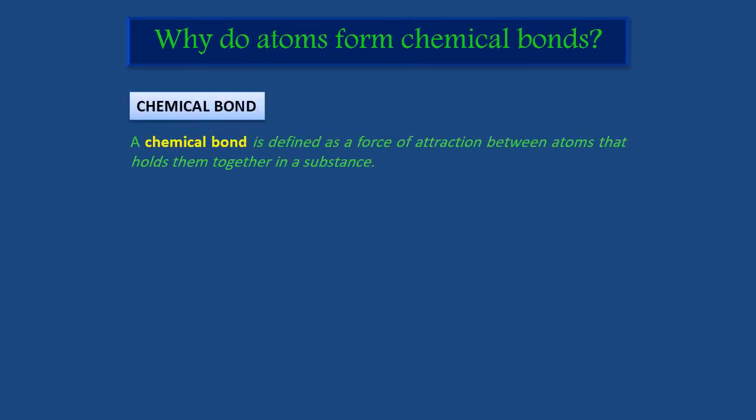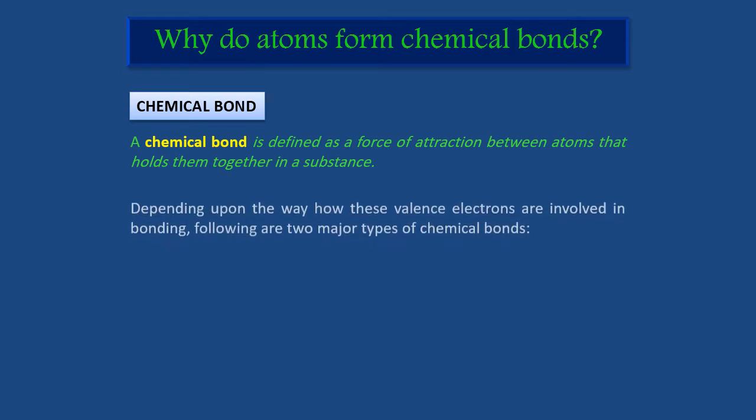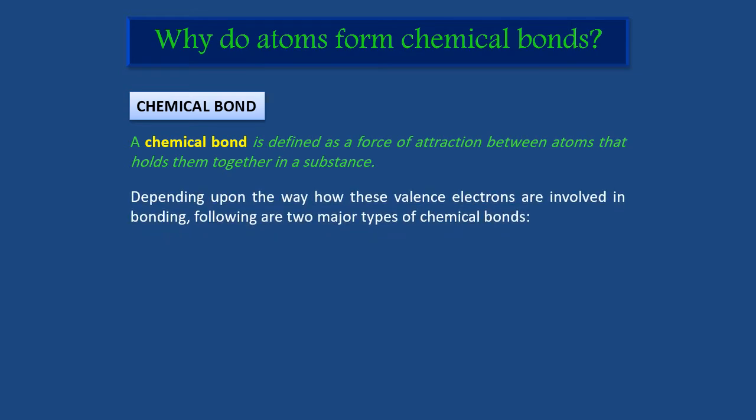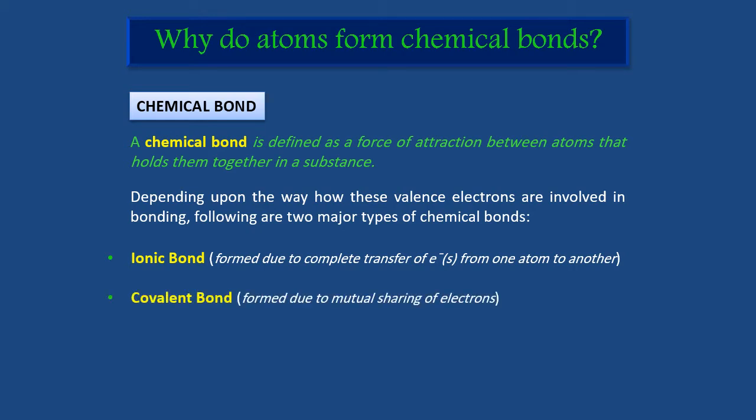A chemical bond is defined as a force of attraction between atoms that holds them together in a substance. Depending upon the way these valence electrons are involved in bonding, following are 2 major types of chemical bonds. Ionic bond, which is formed due to complete transfer of electron or electrons from one atom to another. Second is covalent bond, which is formed due to mutual sharing of electrons.